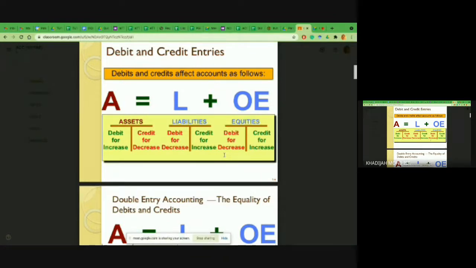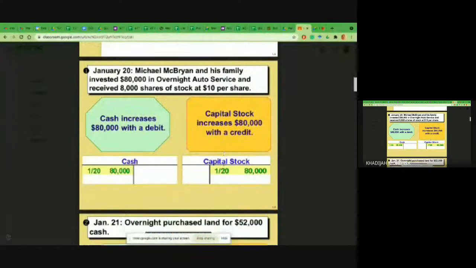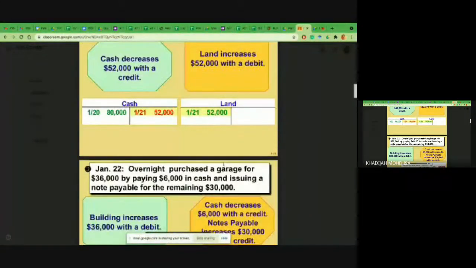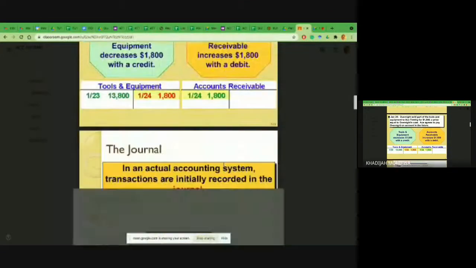Whenever you have your asset, debit for increase, credit for decrease. Even though you keep on seeing the same thing, trust me, students forget. When you do your exam, you forget that this is the principle that you must follow. Whenever there's a transaction, you have to decide whether it is an asset, liability, or owner's equity, and whether there's an increase or a decrease. You can go through this and see how cash increases or land increases. So this one is in chapter 2 actually. Is it chapter 2 or chapter 3? I don't remember anymore.